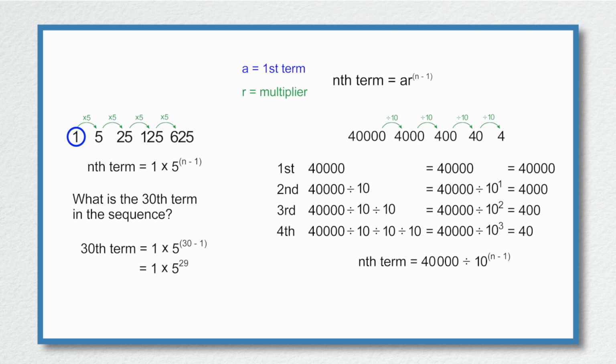And we can write this in a more general way: the nth term is equal to a divided by r to the power of n subtract 1, which we can write as a over r to the power of n subtract 1. So that's the nth term for geometric progressions where we are dividing by a constant multiplier.